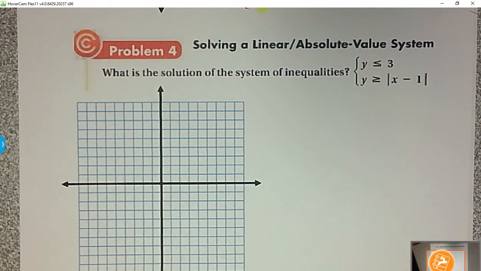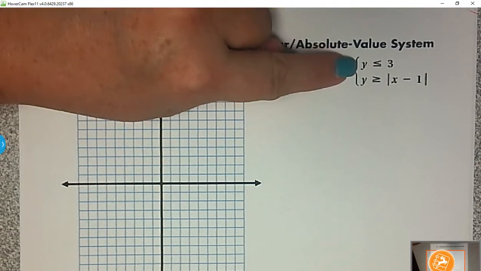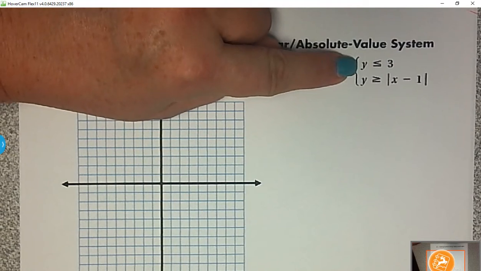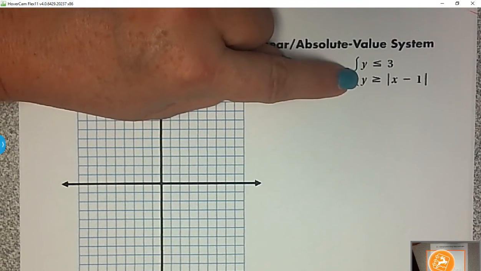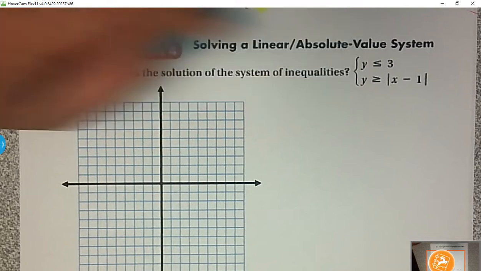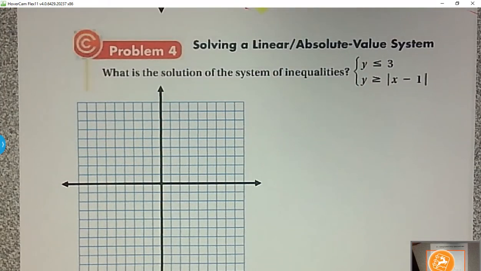Alright, so this last one that we're going to do is another system of inequalities, but I want you to look at the two inequalities. You've got one that's just a line, it's linear, but then this absolute value one. It's been a while since we've done absolute value. Yeah, it's going to be a V shape. So let's graph that one first, and then we'll do the line because it's easy.